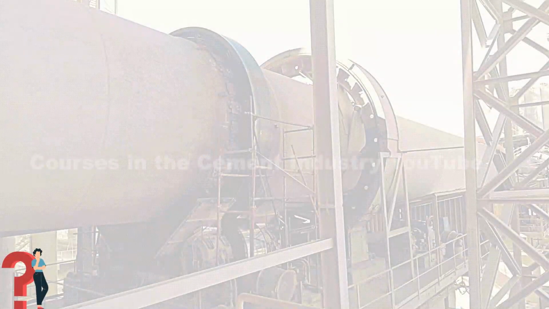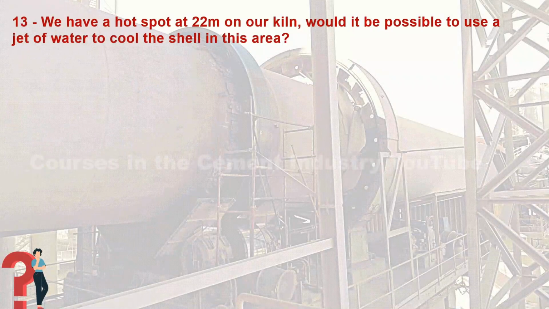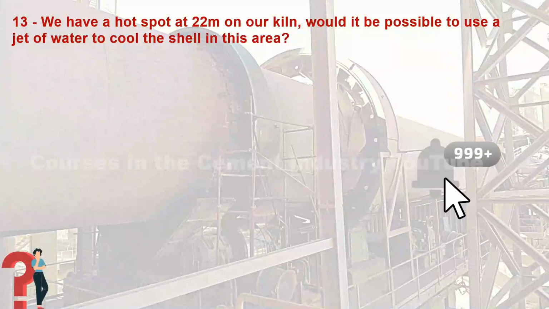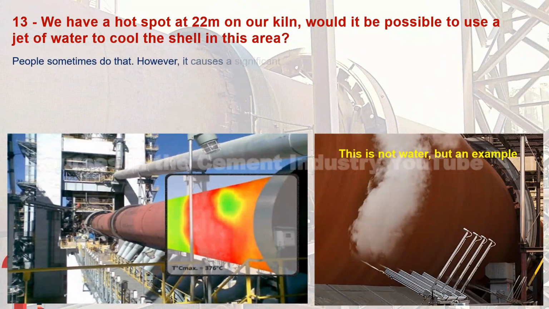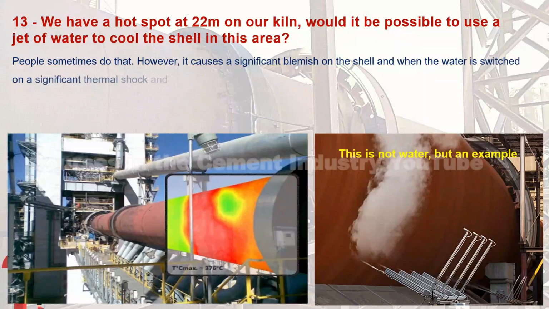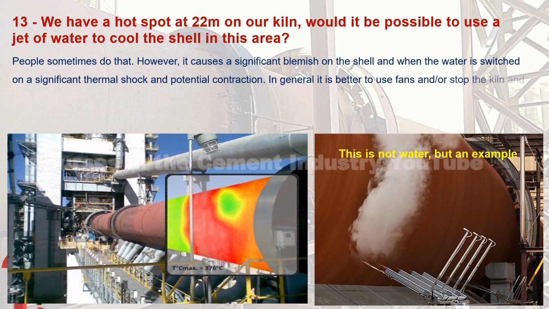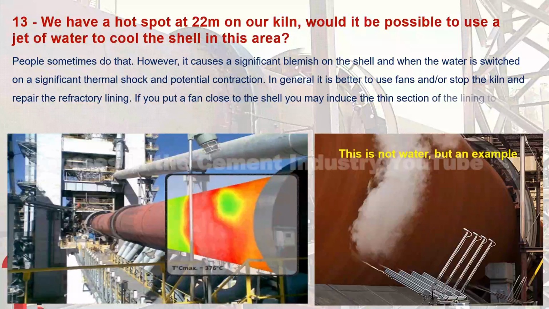Question 13. We have a hot spot in meter 22 on our kiln. Would it be possible to use a jet of water to cool the shell in this area? Answer. People sometimes do that. However, it causes a significant blemish on the shell, and when the water is switched on, a significant thermal shock and potential contraction. In general, it is better to use fans and/or stop the kiln, and repair the refractory lining. If you put a fan close to the shell, you may induce the thin section of the lining to coat over and bring the shell temperature down.